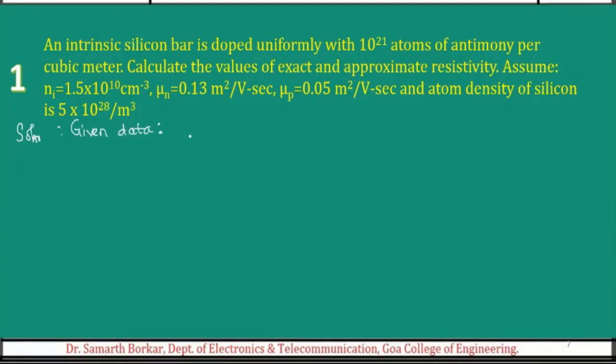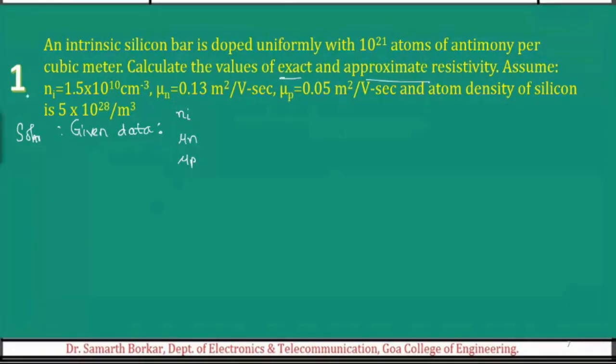So write down what is ni, what is mu n, mu p, and so on. The intrinsic concentration is 1.5. And the density of silicon is 5 into 10 to the power 28. Now what is asked is the exact method and the approximate method.